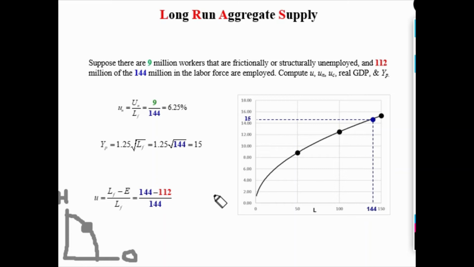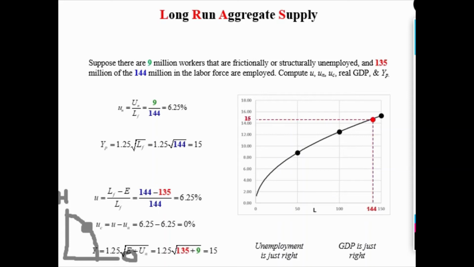Okay, because the unemployment rate, sorry, I had to go back one. Yeah, so the unemployment rate is 6.25%. The natural rate of unemployment is 6.25, so unemployment's just right. And then GDP is equal to potential. So we're at this point on the PPF. GDP is not too low, GDP is not too high. Unemployment's not too low, unemployment's not too high, it's just right. So unemployment and GDP are just right. We're on the PPF. Okay.